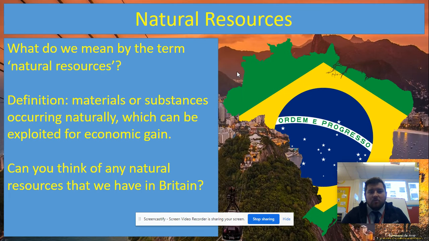And these can be used and exploited, is the word on the slide, exploited for economic gain. So they could either take these resources and build things like trains and motorways, factories, machines that they can then make money from, or they could sell the materials themselves and make money from that. So they are making economic gain, is what that is. So can you think of any natural resources that we have in Britain? Have a little think.